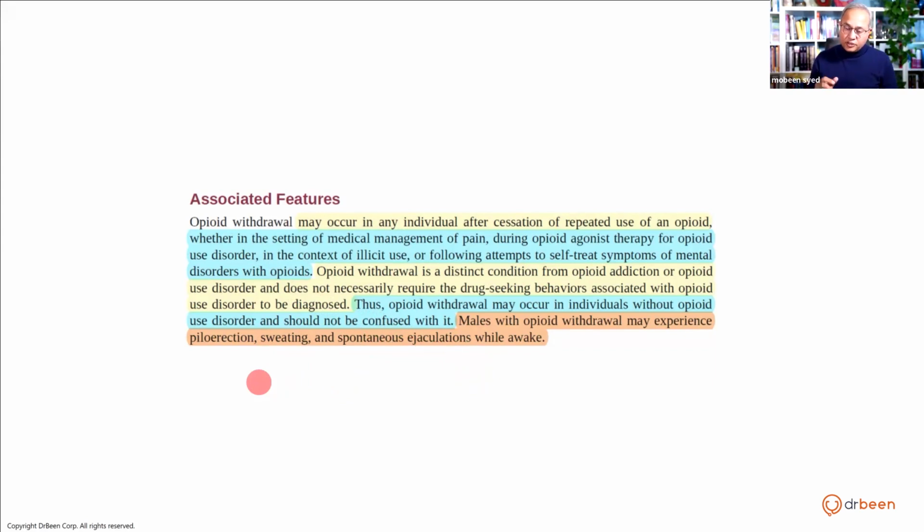Now, this is a very important point. For opioid use disorder, drug-seeking behavior is necessary. But for opioid withdrawal, it is not necessary that that behavior is present. Thus, opioid withdrawal may occur in individuals without opioid use disorder and should not be confused with it. Males with opioid withdrawal may experience piloerection, that is the goosebumps or hair standing on end, sweating, and spontaneous ejaculation while awake. So these are associated features.